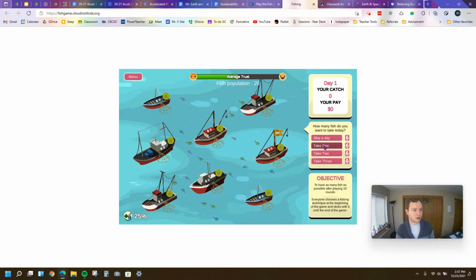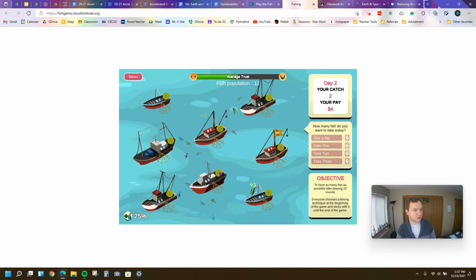If I play that again, we're going to skip this tutorial. Maybe I take 1 a day. You can see some of them are taking 2, but some of them are taking 1. We still have a general trust of each other, and we're doing okay. So there were 13 fish at the end. Next day, now we're up to 16. So some fish came back because they had babies or whatever. I could keep going, taking 1 a day.